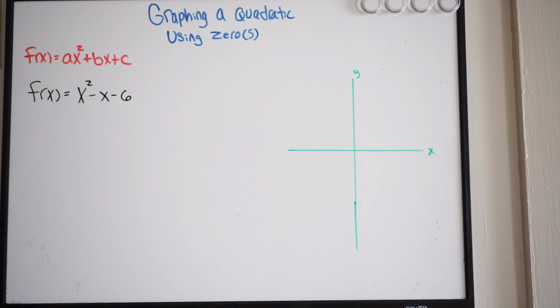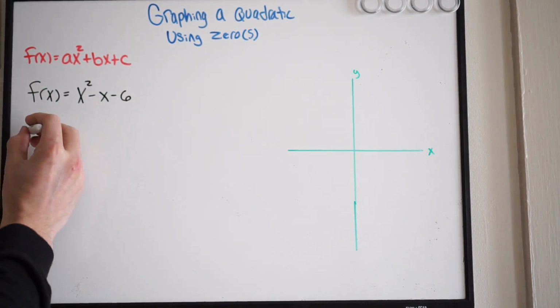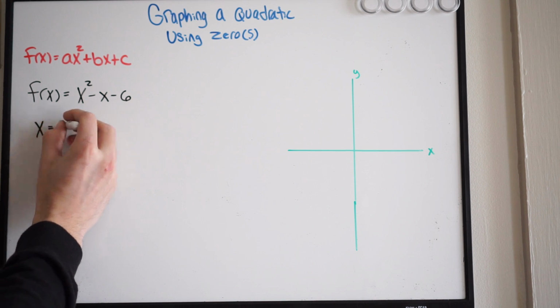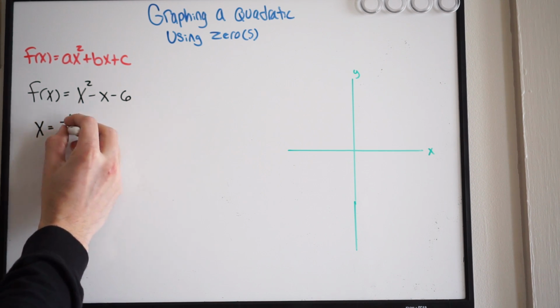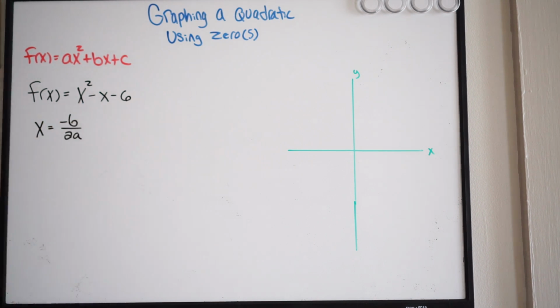We have x squared minus x minus 6. And here is the equation in standard form. Remember, we're going to have to keep referring back to that. So your first step, as usual when you're graphing these by hand, is to find the axis of symmetry. Now again, in order to do that, you need the following equation. So the axis of symmetry, we have x equals negative b over 2a.